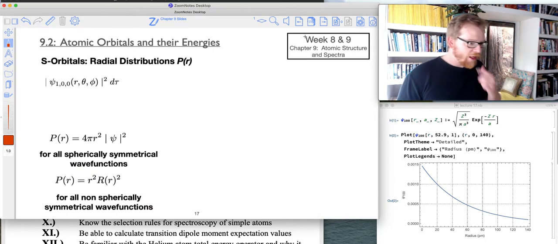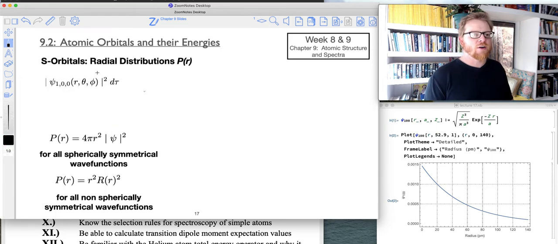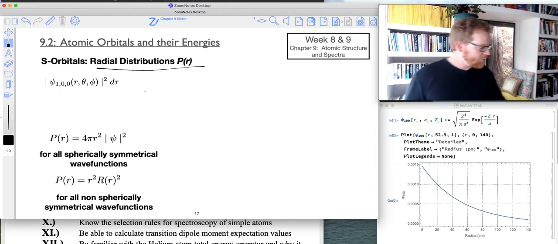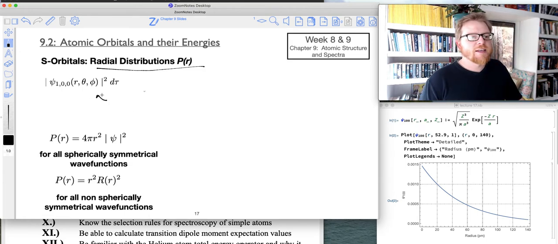So let's keep talking about s orbitals. And now what I want to get into is what's called the radial distribution, P(r), okay? So we recall that when we take the square modulus, this gives me the probability of finding the particle somewhere.